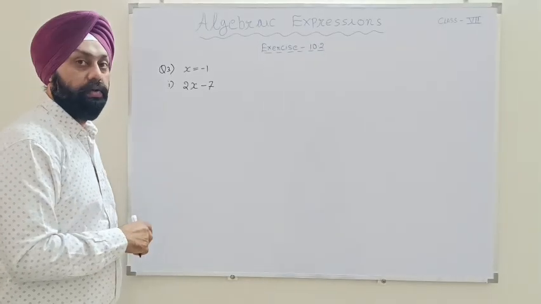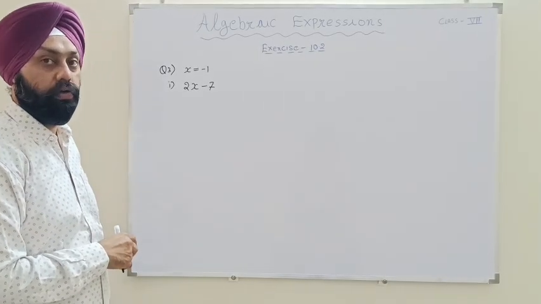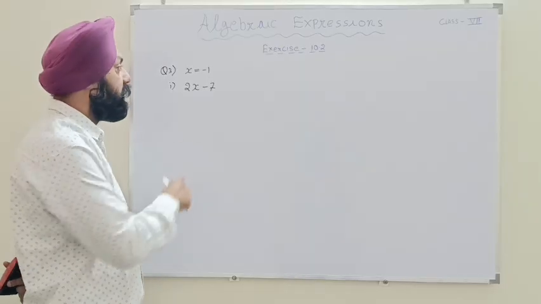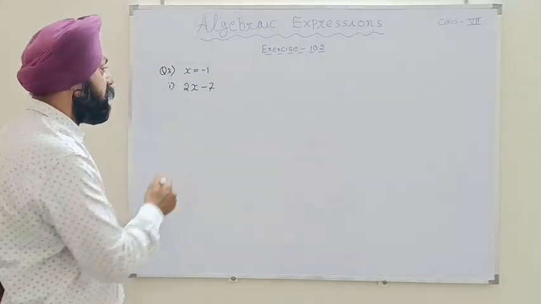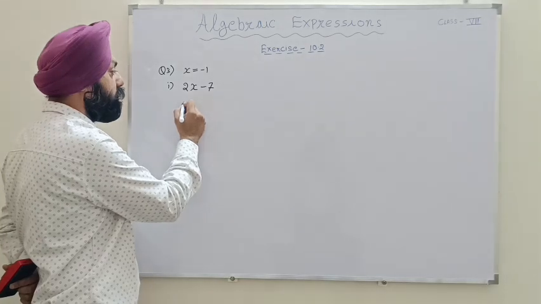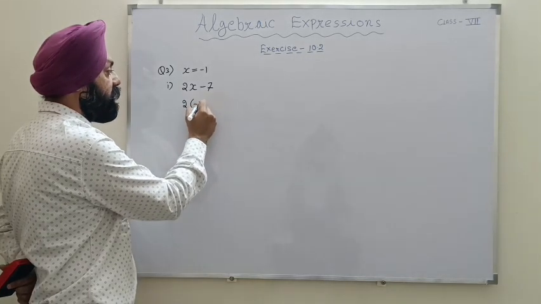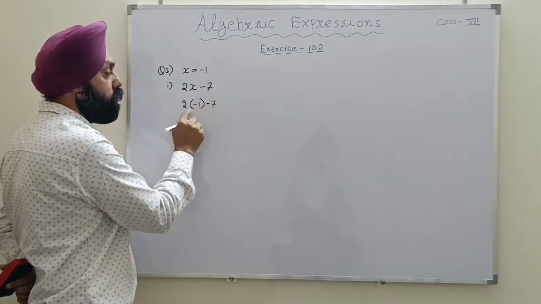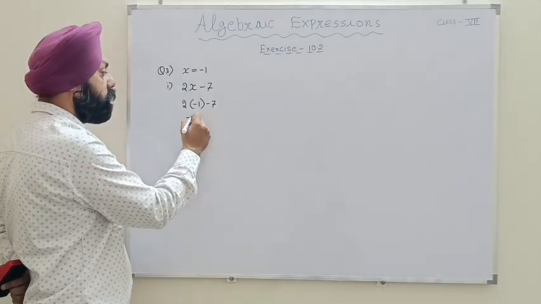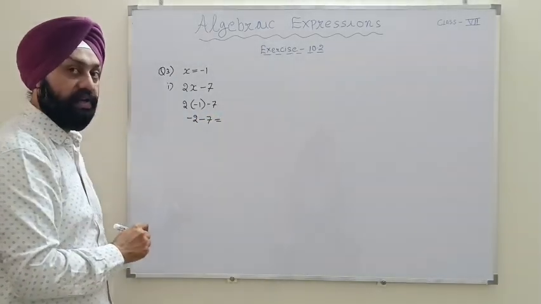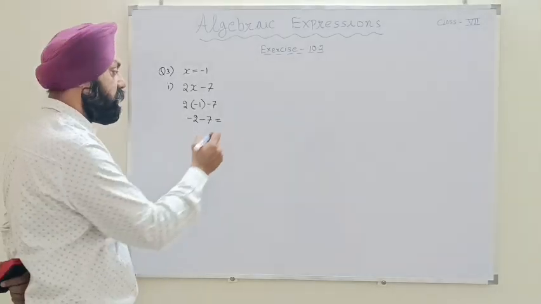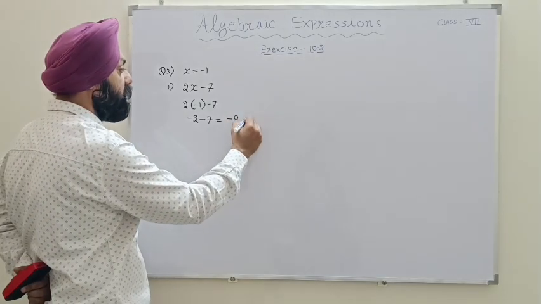So the third question is, again we have to find the value of the expression 2x minus 7, where the value of the variable is given as minus 1. So again we will put the value of x equal to minus 1. So 2 times minus 1 and minus 7. So 2 times minus 1 will give minus 2. Minus 2 and minus 7 both are having the same sign, so they will get added and the sign will be of the minus. So it will be minus 9 as the answer.